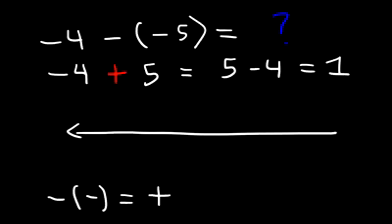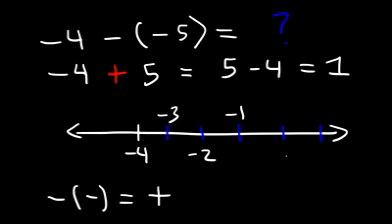But using a number line, we could start at negative 4 and add 5 units. 1, 2, 3, 4, 5. So this is negative 3, negative 2, negative 1, 0, and 1. And that's the answer.